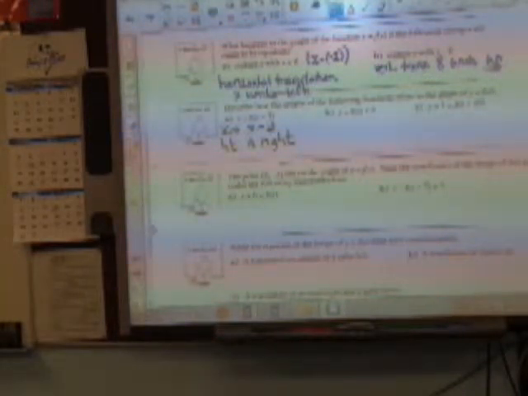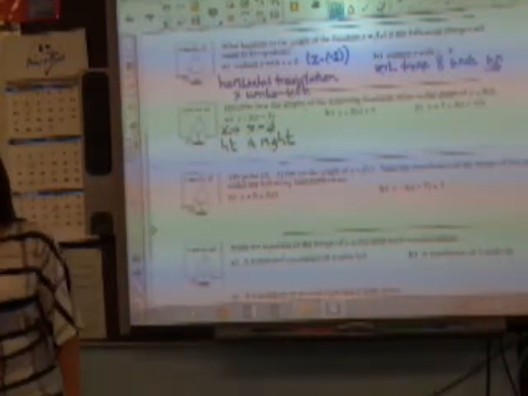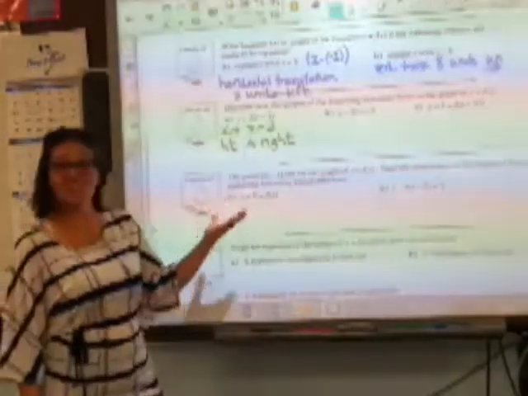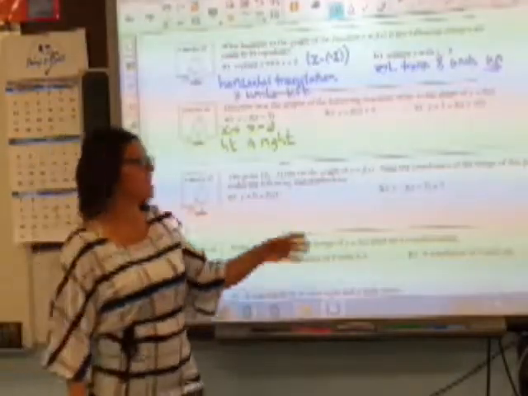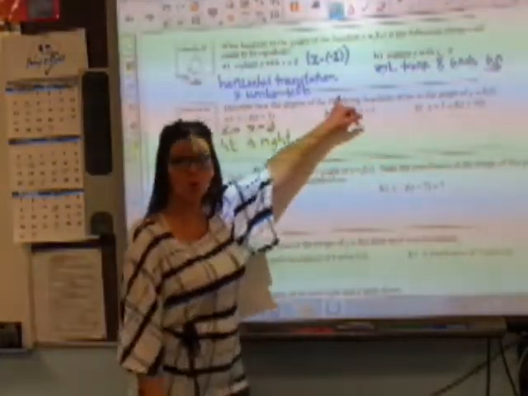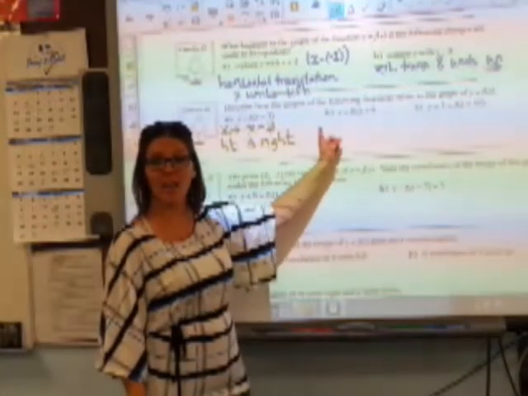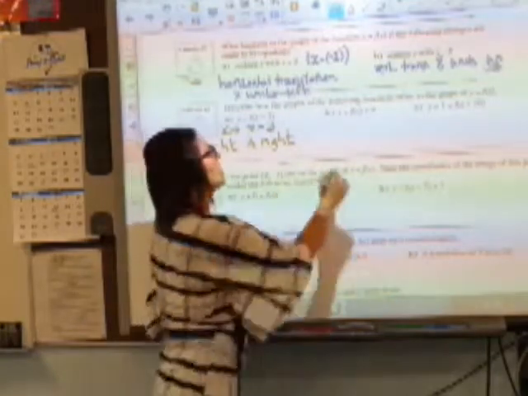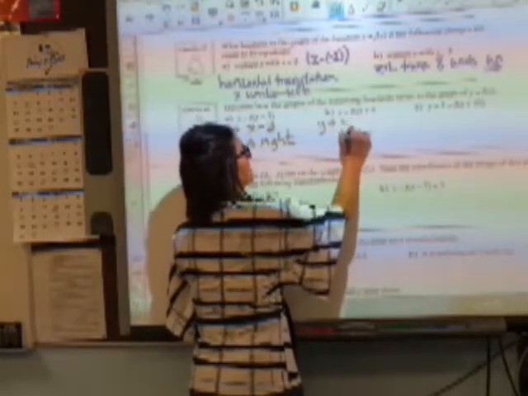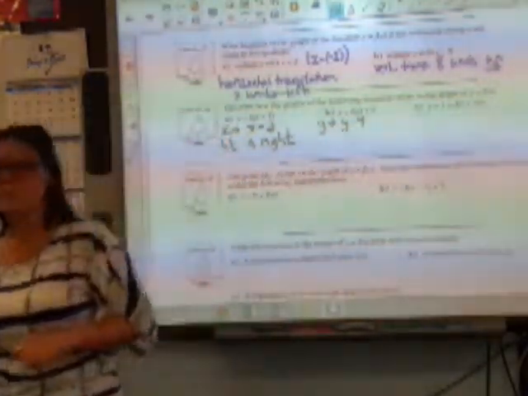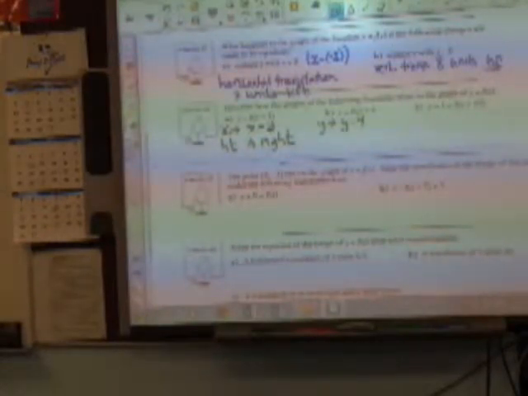What's my replacement on B? How do you know it's with the y? Because it's not in the brackets. Yeah, exactly, it's not in the brackets. So that 4 belongs on the other side with the y. So when I move it to the other side with the y, what do I get? So I replaced y with a y minus 4, which would do what to the graph?